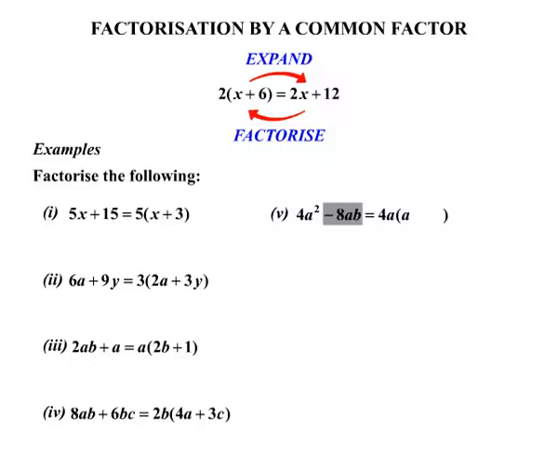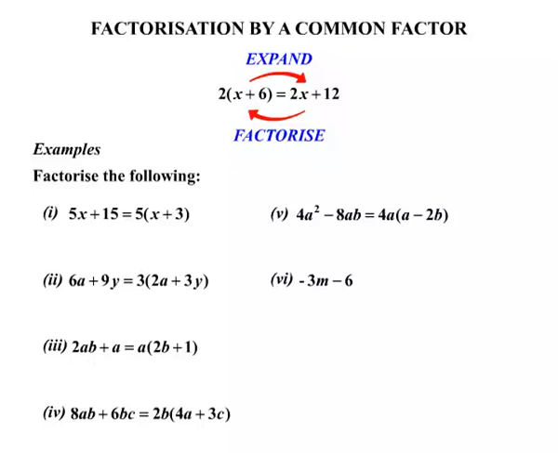Our next term is negative 8ab. So 4a times something gives us minus 8ab. It will have to be minus 2b. Have a think about that. 4a times negative 2b gives us negative 8ab.